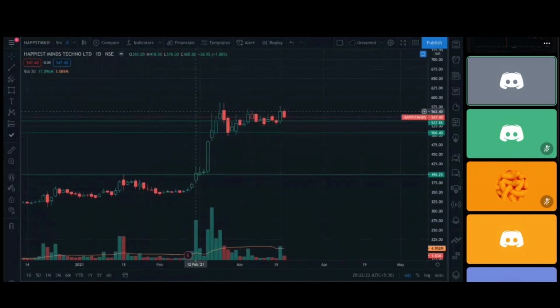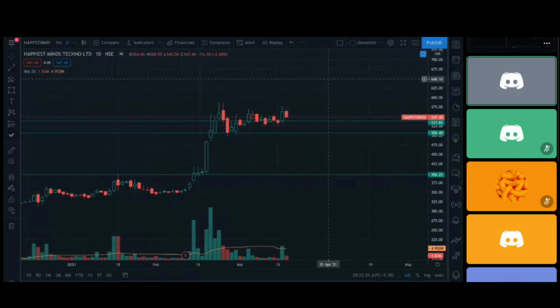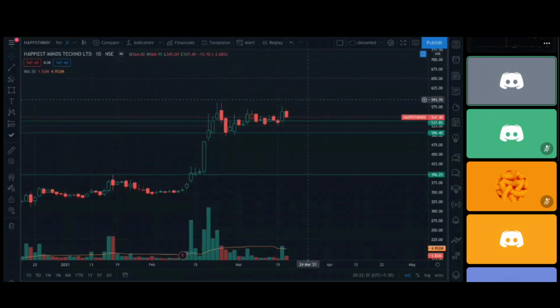And this kind of also gives a flag pattern, but I do not look at patterns and do not consider patterns at all. But yeah, you can expect a breakout from here, as long as it retains and stays above this level. You can also combine this point with the previous point I mentioned, that the longer the stock stays at one place, the stronger that support becomes.